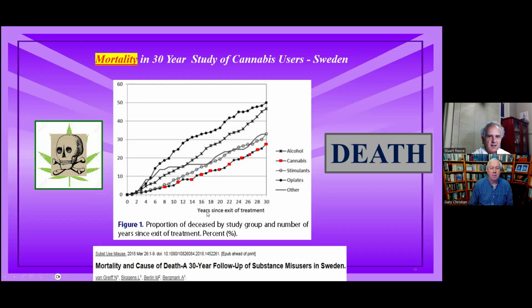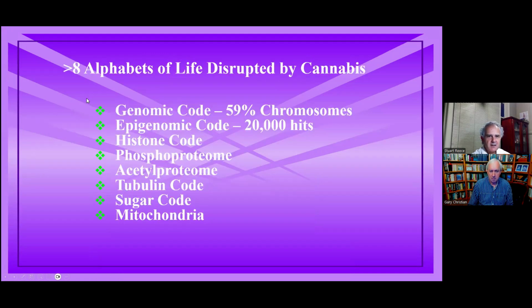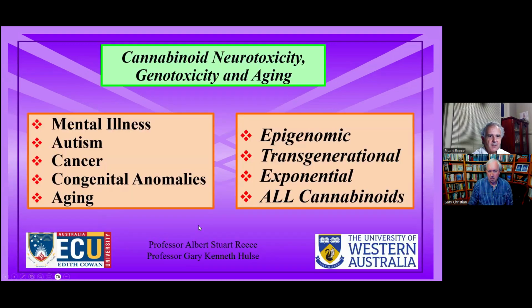And we talked about mortality, the greatly elevated mortality. It's almost 30% over 30 years. And many studies document the increased death rate from cannabis, which can happen through many pathways: schizophrenia, suicide, heart attack, cancer, congenital anomalies. We said that cannabis inhibits the 8 alphabets of life, which we talked about earlier. We said that cannabis affects mental illness, autism, cancer, congenital anomalies, aging, the epigenome, transgenerational and exponential effects, and all the cannabinoids are involved because it's the levotyl nucleus that is the issue.